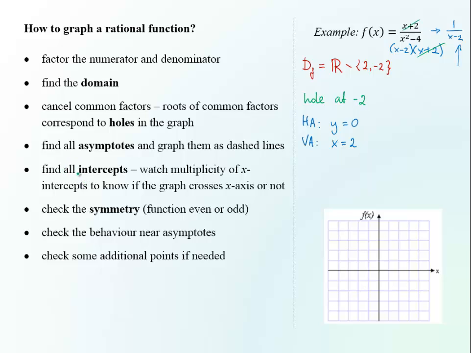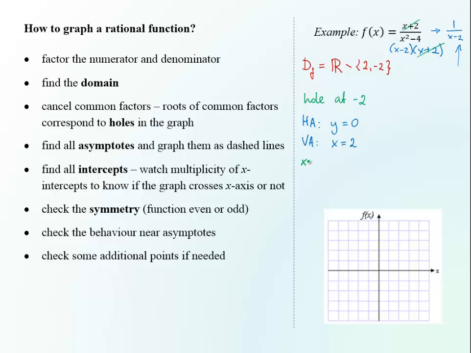Next, we may want to find all possible intercepts, so it will be easier for us to graph. And also watch the multiplicity of any x-intercept. This will let us know if the graph crosses the x-axis or not. If the root is of odd multiplicity, the graph crosses the x-axis. And if the root is of even multiplicity, the graph does not cross the x-axis.